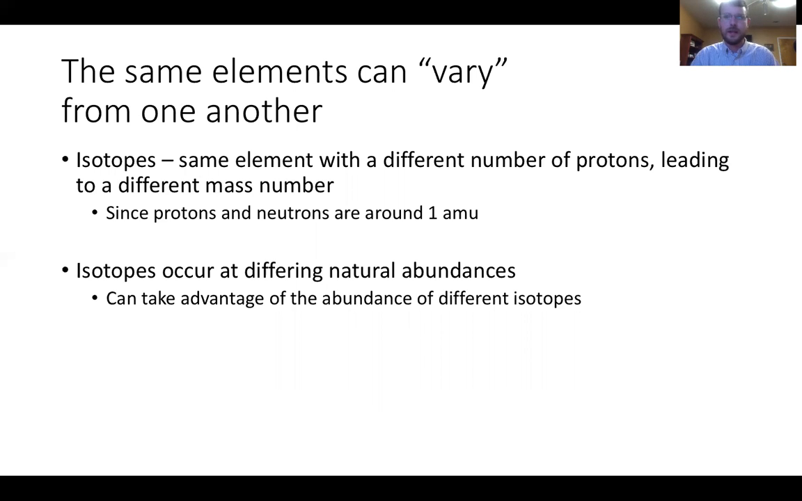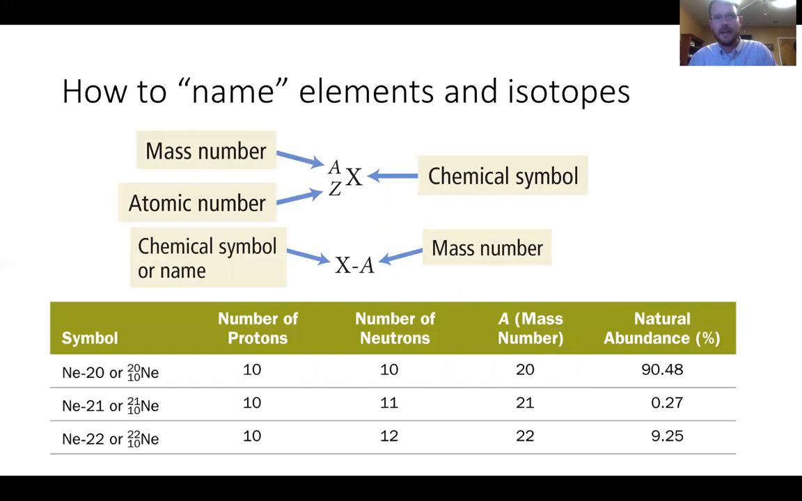Now, there are two elements that have only one isotope, beryllium and aluminum. There's only one there, whereas others have multiple different types of isotopes. The example that we're going to use here is neon. So how do we name elements and isotopes? How do we distinguish one isotope from another?